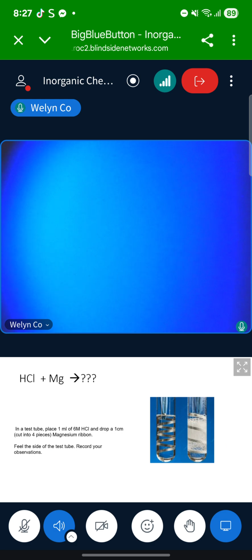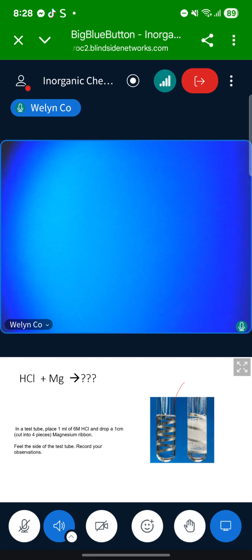Ang magnesium ribbon na binigay ko sa iyo ay hindi color na gray. Itong parang gray color, it's not, it's a metal. It is coated ang binigay ko. But when we scrape off yung color na black dito sa labas, ito yung makikita natin. Ito din yun. Okay? So you have your test tube.